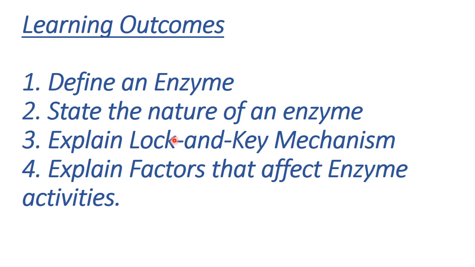So as usual, we start with the learning outcomes. At the end of this video, we should be able to define an enzyme. We should also be able to state the nature of an enzyme. We should explain the lock and key mechanism. So we're going to learn about a mechanism called lock and key. It explains how enzymes work. And finally, we should be able to explain factors that affect enzyme activities, or the rate of an enzyme catalyzed reaction.